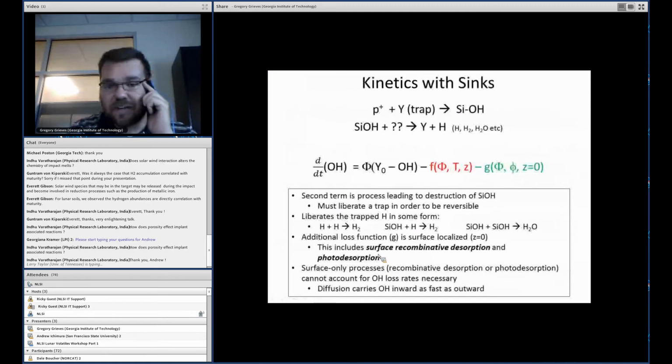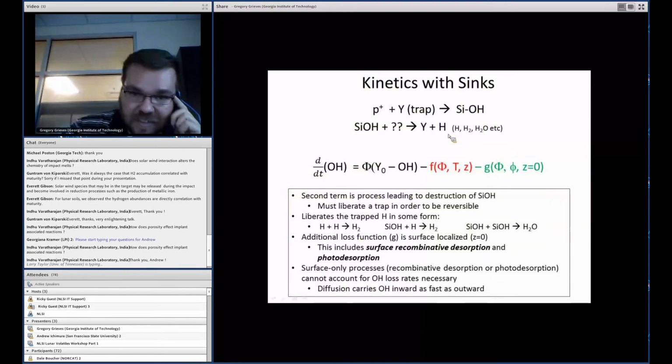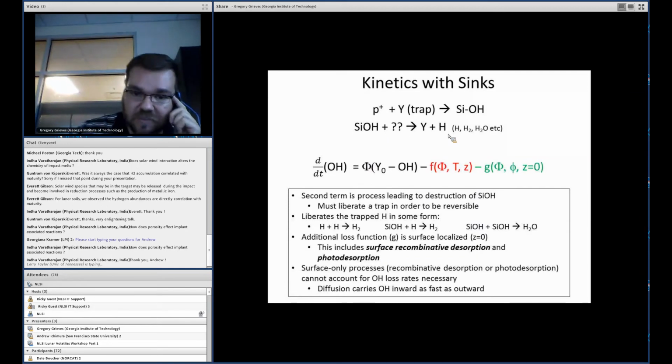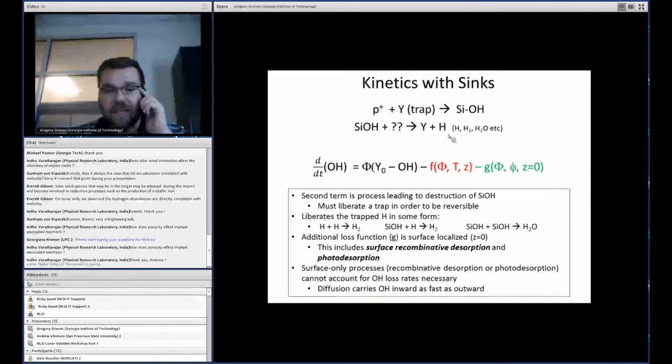Now we go on to add processes which may deplete the hydroxyl in order to try to explain the observations. So what I've included here is a second process where the OH in the silicate lattice combines somehow, as yet to be determined, to release the hydrogen that it traps, and also to regenerate an available trap site. If it doesn't regenerate an available trap site, the reaction would not be reversible. So this must be the case. Now, the form that the hydrogen is liberated in is not determined here. It could be as H atoms, it could be as H2, it could be as water. We'll come back and address that question later.